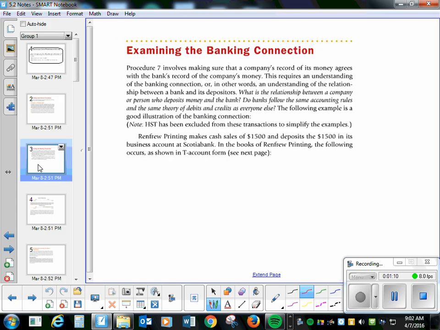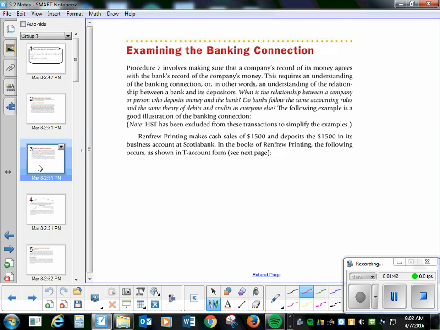And then the last procedure is making sure that the company's records of its money agree with the bank's records of the company's money. This requires an understanding of the banking connection, or in other words, an understanding of the relationship between a bank and its depositors. What is the relationship between a company or a person who deposits money and the bank? Do banks follow the same accounting rules and the same theory of debits and credits as everyone else? We'll talk about an example, and we're going to leave out HST just to make things a little bit easier.